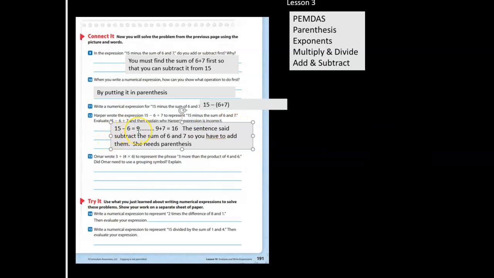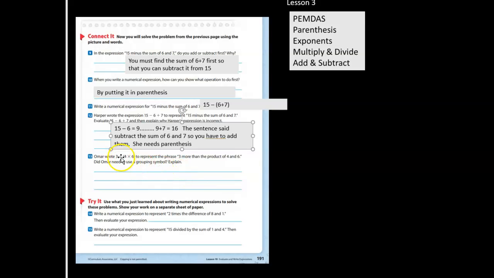15 minus 6 would equal 9, then 9 plus 7 would equal 16. The sentence said that you had to subtract the sum of 6 and 7, so you have to add them first. She needs to put parentheses in her expression or we're not going to get the correct answer.